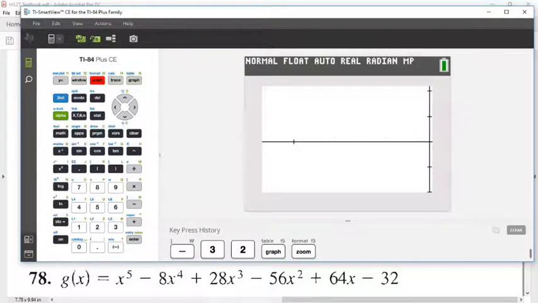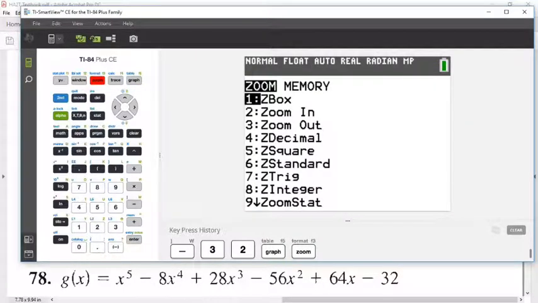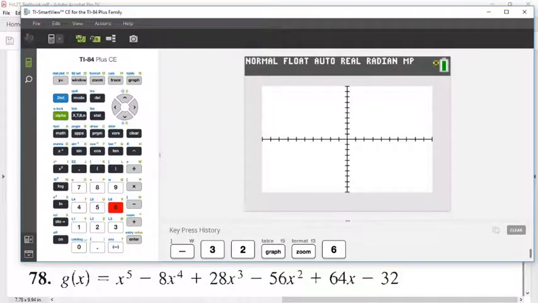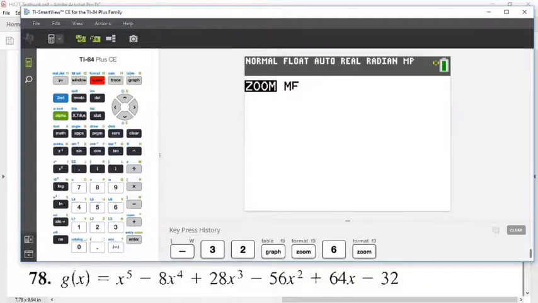So I just got to hit zoom, and I'm going to hit standard, 6. That'll make me a more common window. You see it goes from -10 to +10, -10 to +10, and all these tick marks count by 1. It looks like right here is the only location where it crosses the x-axis, doesn't it? Let's zoom fit this thing to make sure.